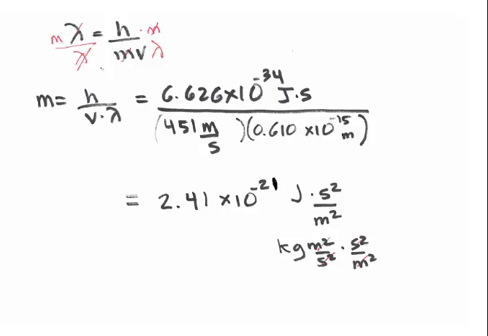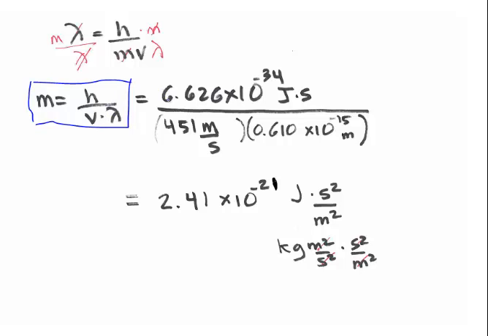So what I'd like to do is rearrange this equation because I'm solving for mass. So I'd like mass all by itself on one side of the equation. So I'm going to multiply both sides of the equation by mass, and I'm going to divide both sides of the equation by lambda. And so now I have a rearranged equation. So mass is equal to Planck's constant divided by the velocity of the object multiplied by its wavelength.